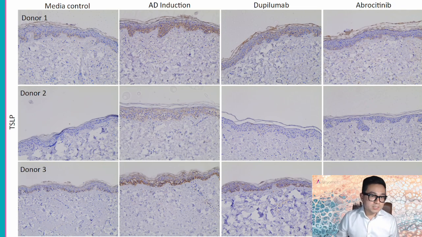This is TSLP staining for the same 3 donors. In the media control, there's not much in the way of DAB signal. With AD induction, TSLP comes up quite strongly. Then with dupilumab, it decreases, and with abro, it's completely abrogated. With donor 2, it's the same. You see the same effect, and with donor 3 as well.